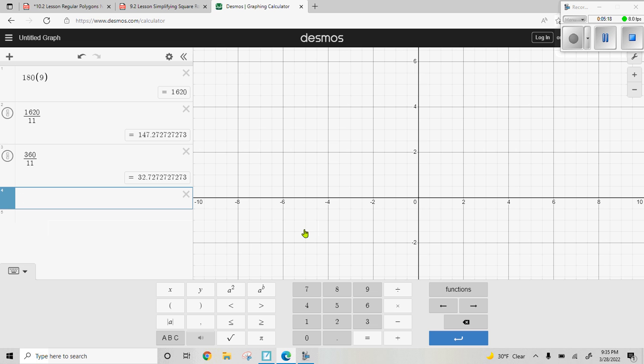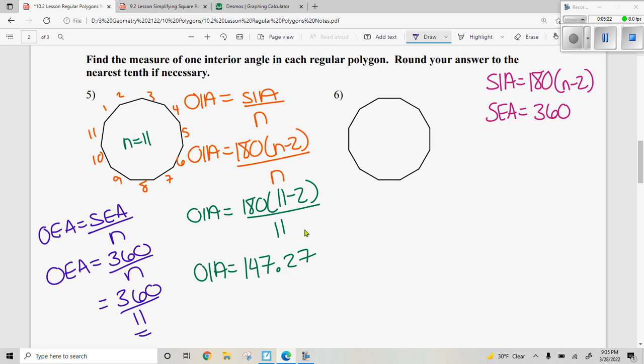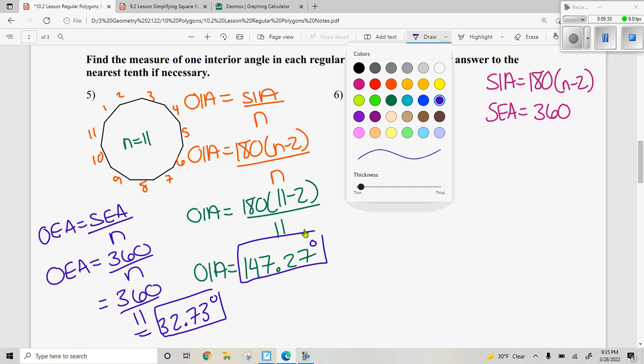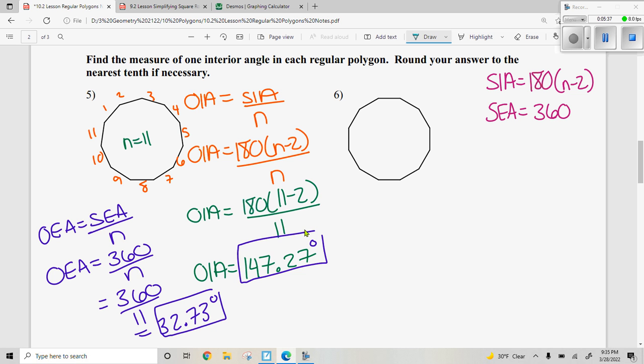And we'll get 32.73. And I should put degrees on both of these. And you might notice, you might not notice, it's okay if you don't, that these two angles add up to 180. And so that tells us a relationship between the interior and exterior angles on a polygon.